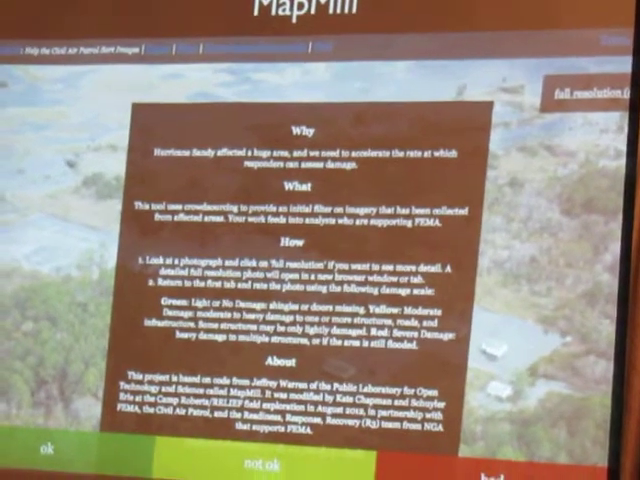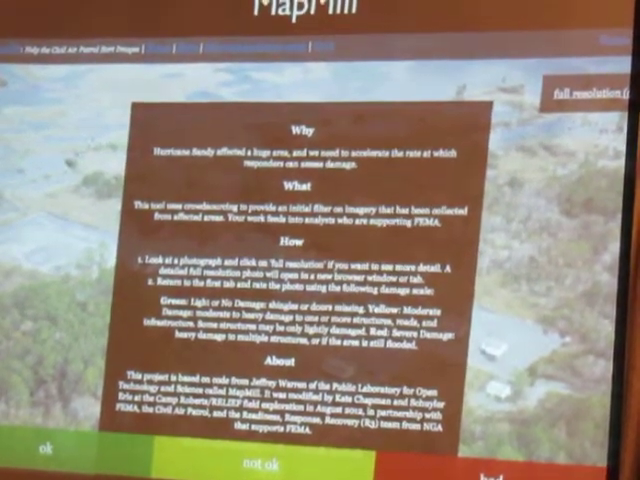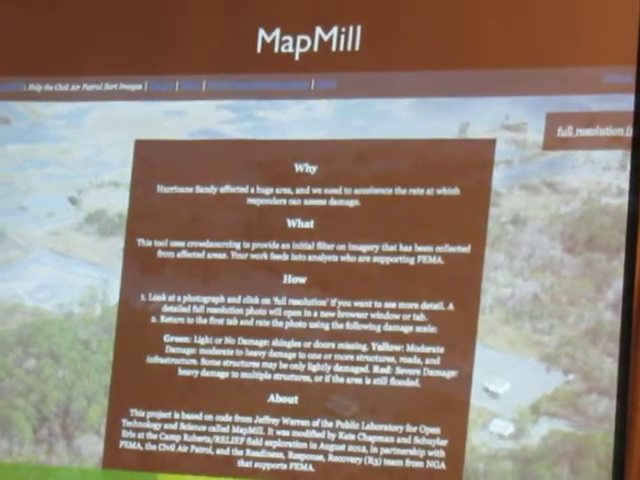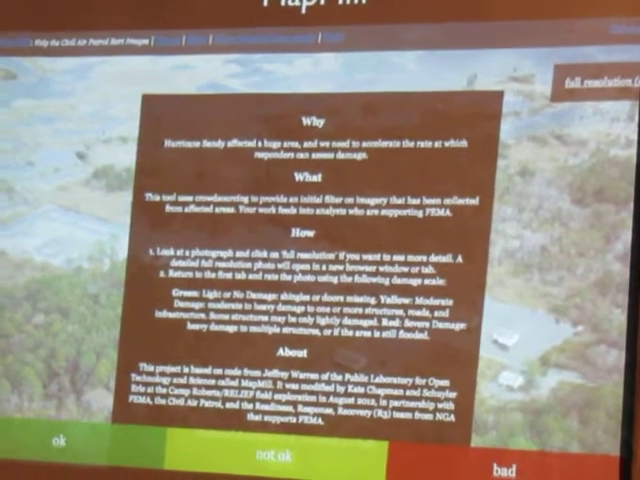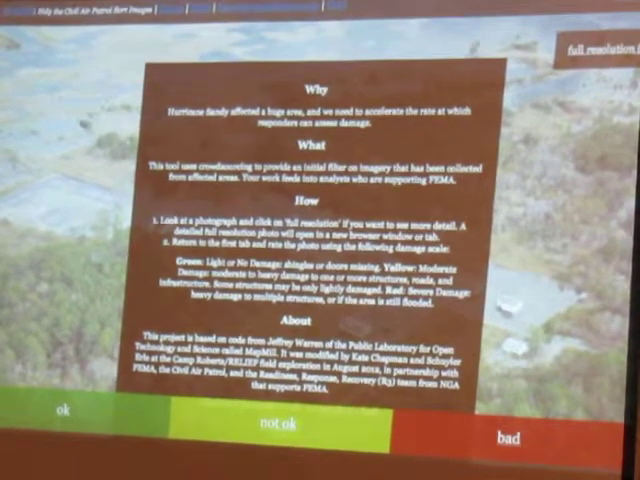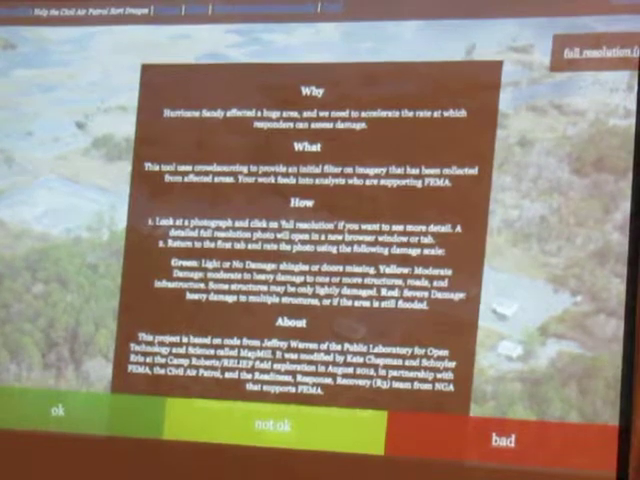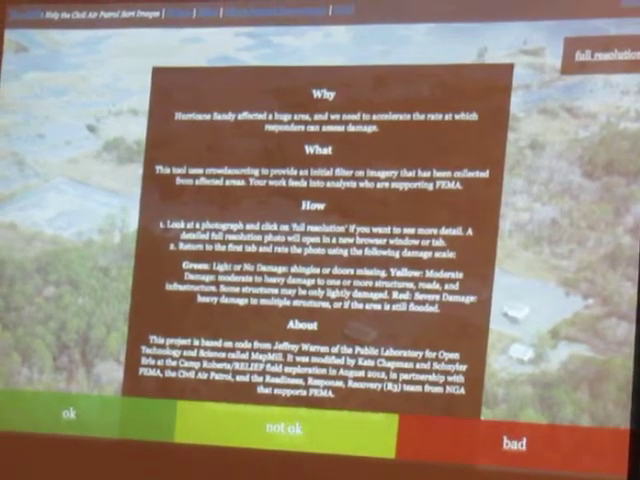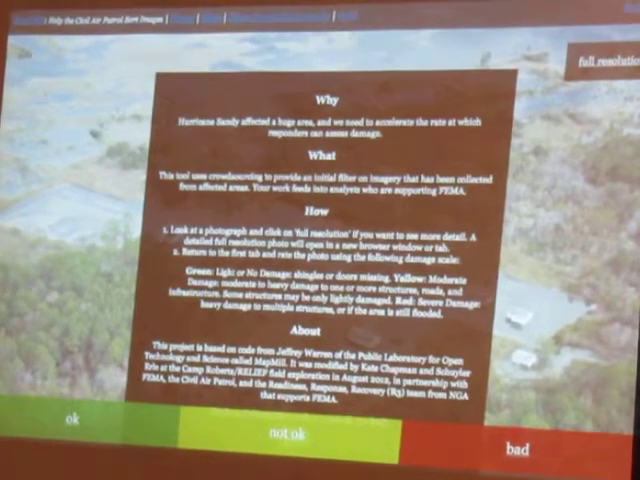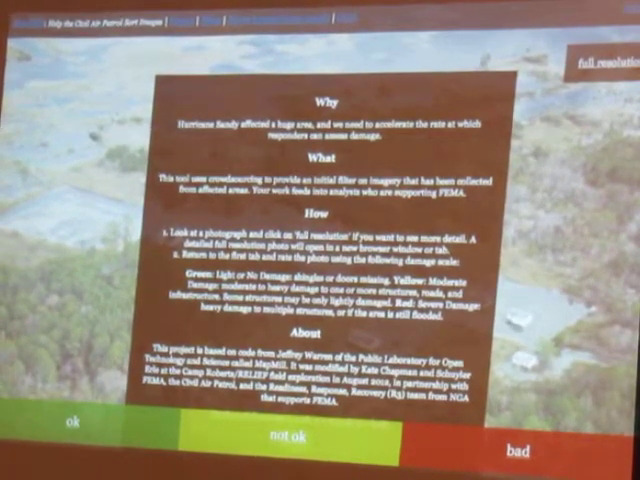MapMill got built by the Public Laboratory for Technology and Science, Public Lab, for building out a tool for quickly slicing out what, like in balloon imagery, you get a lot of obliques where you just get the horizon, you're not getting what you're looking at, so you just weed them out. We turned it into not damaged, lightly damaged, heavily damaged.